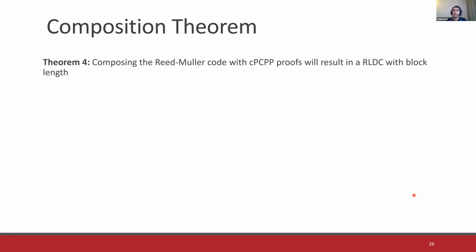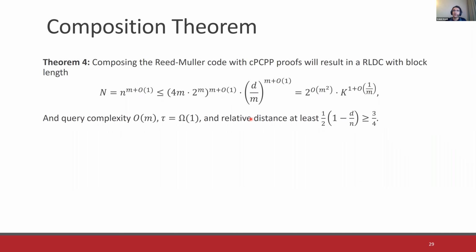And then we have a composition theorem that says that composing this Reed-Muller code with these canonical PCPP proofs will result in an RLDC with a block length that, skipping the constant factor, is equal to k to the power 1 plus O of 1 over m, where the query complexity is O of m, because at each step we're reading a constant number of locations from the proof and from the plane. And the parameter tau is also some constant, and the relative distance is greater than or equal to 3/4.